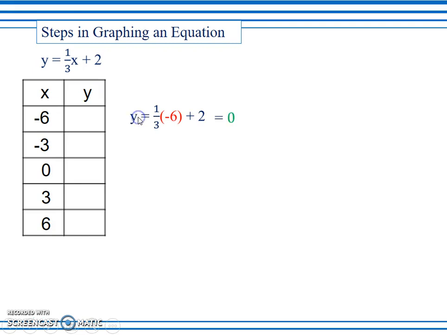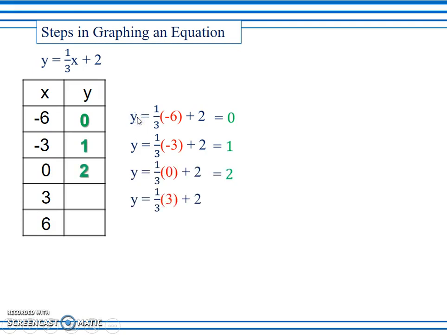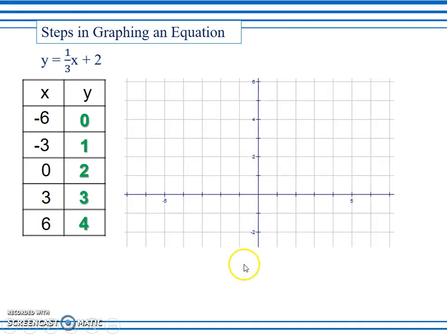So here when I substitute in -6, I get 0. When I substitute in -3, I get 1. When I substitute in 0, I get 2. When I substitute in 3, I get 3. And when I substitute in 6, I get 4. So now I'm going to graph each point and connect each point with a line and remember my arrows.